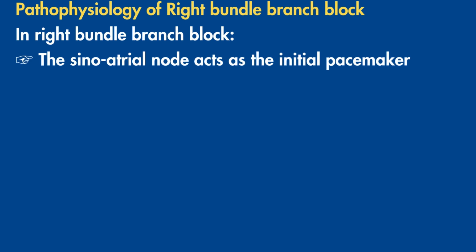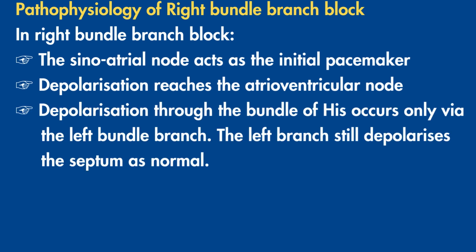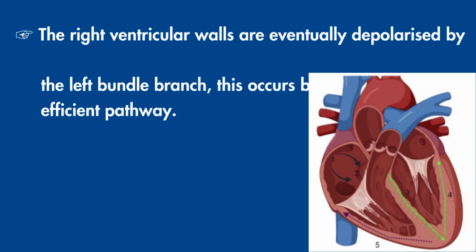Pathophysiology of right bundle branch block. In right bundle branch block, the SA node acts as the initial pacemaker. Depolarization reaches the atrioventricular node. Depolarization through the bundle of His occurs only via the left bundle branch. The left bundle branch still depolarizes the septum as normal. The left ventricular walls depolarize as normal. The right ventricular walls are eventually depolarized by the left bundle branch. This occurs by a slower, less efficient pathway.